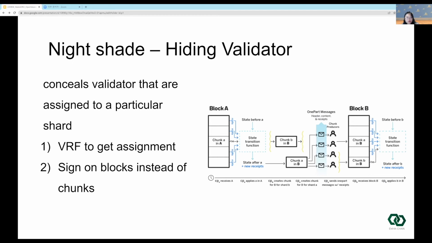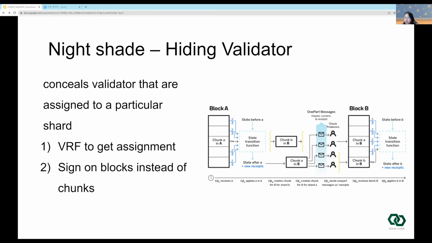One of the important characteristics of NEAR is validator shuffling. This is designed to reduce the probability of adaptive corruption by hiding which validators are assigned to which shard. The idea is remotely similar to the way other shuffling algorithms work. To not reveal the validators that are assigned to a particular shard, NEAR uses two ways. First, VRF to get the assignment.